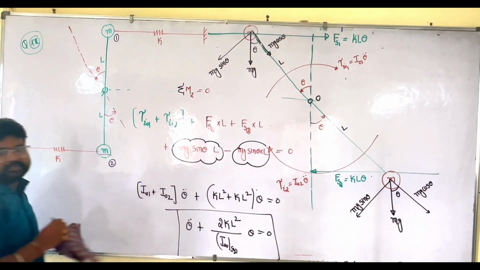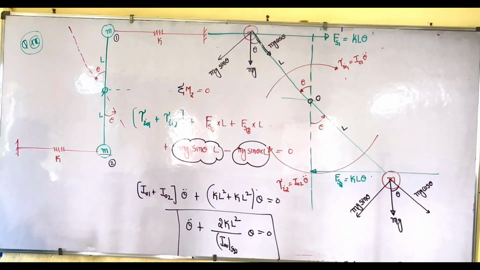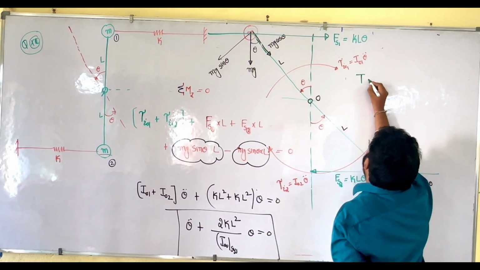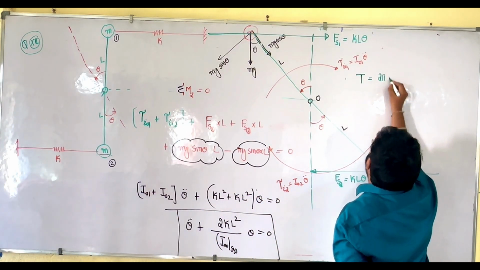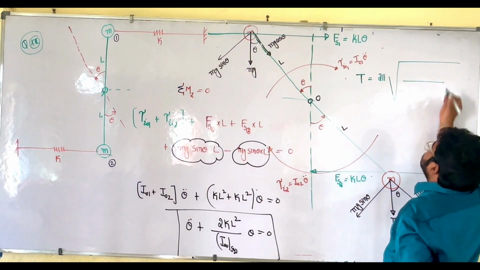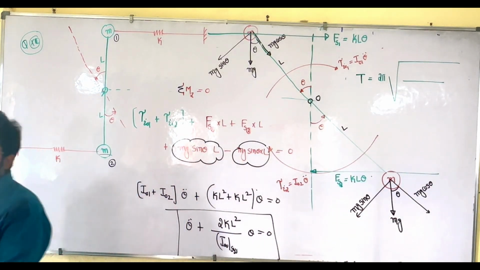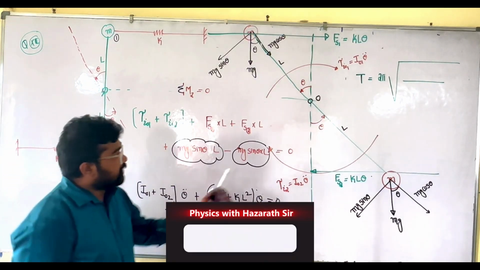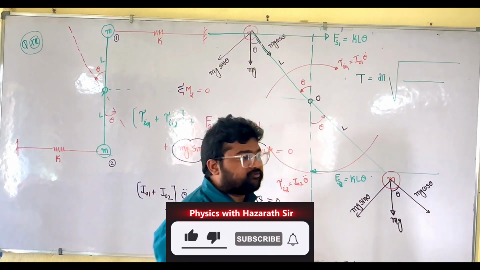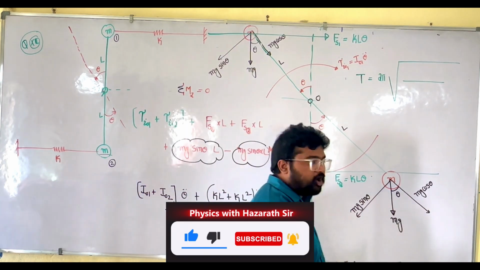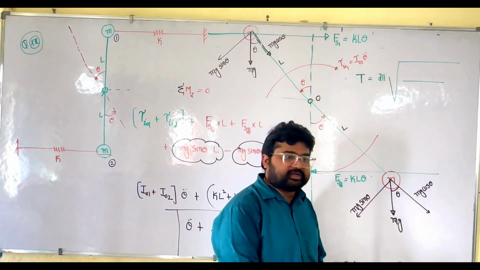So what is the short trick? Here also you will get the same. What is the time period? Straight away tell me: 2 pi square root of. Numerator is what? First check: is the moment of weight coming or not? We observed that the moment of weight of the two bars gets cancelled. In the denominator, no need to write the moment of weight.